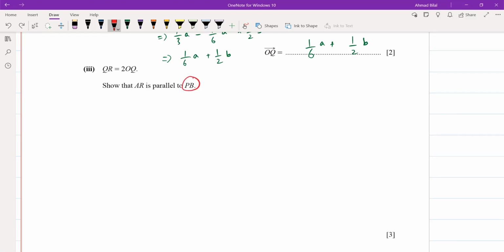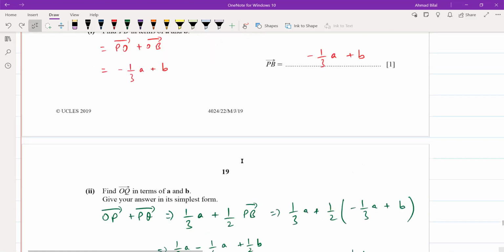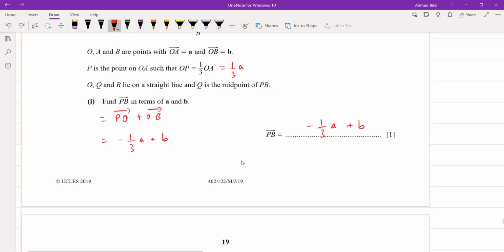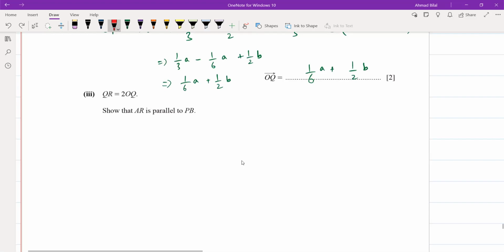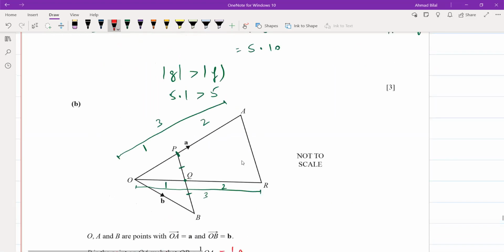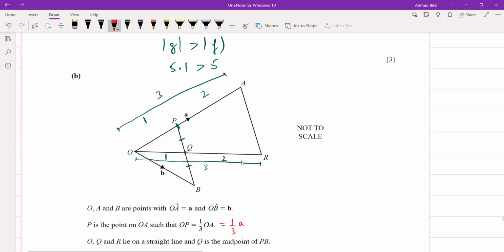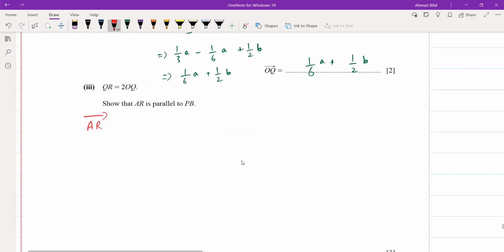Remember PB तो हमारे पास है ना पहले से. PB तो हमारे पहले कहीं पे निकाला हुआ है. हमारा जो first part था वहाँ पे we already have PB here. Okay, that's minus 1/3A plus B. We already have the value of PB. AR नहीं है, AR यहाँ पे find कर लेते हैं. अच्छा, how do you find AR? A से start करना है, R पे जाना है. So one pathway could be AO and then OR. इसमें देखते हैं हमारे पास information है क्या? This is AO plus OR.